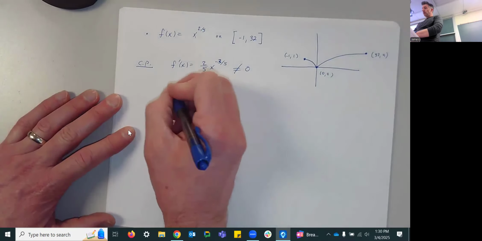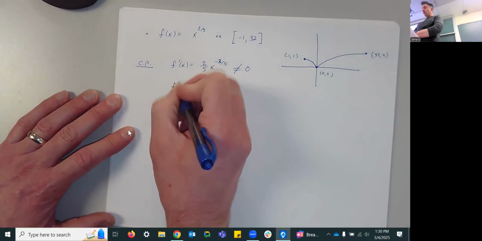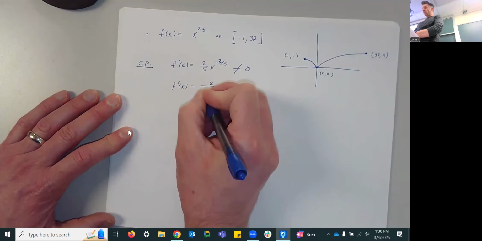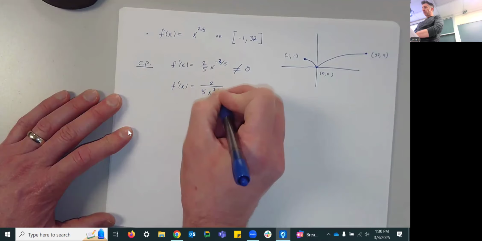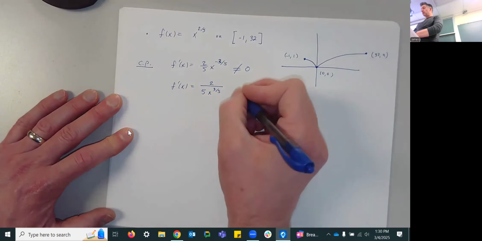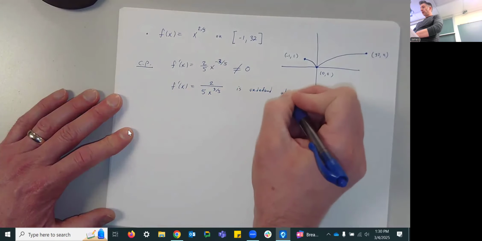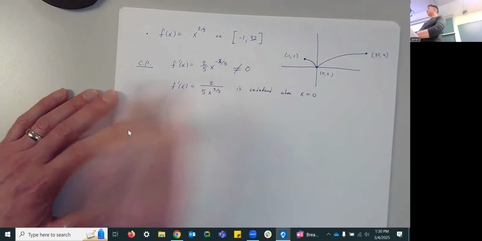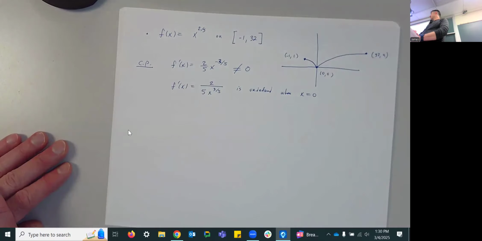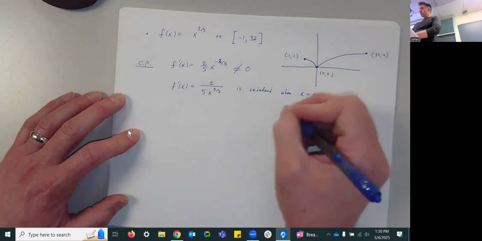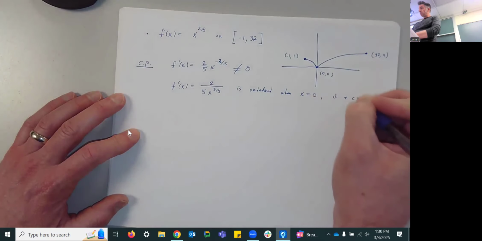So I'll point out that if you rewrite this in a little bit more of an obvious way, you can write this as 2/5 times x to the +3/5 in the denominator. We can see that this is undefined when x is equal to 0, because we get division by 0. So it is true that x equal to 0 is a critical point.